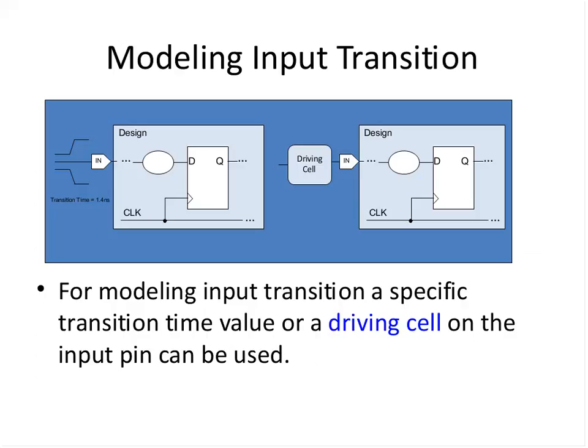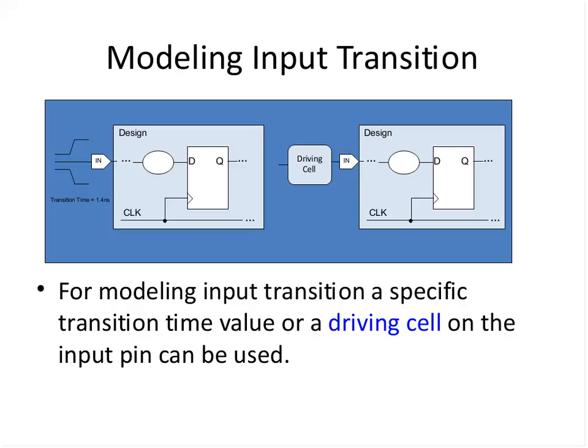So we saw the operating condition part, which defines the PDP of the design. We saw how to estimate the interconnect data. Now the two things remaining are the input boundary and the output boundary. So let's look at the input boundary first. The most important thing regarding input boundary is that we should model something called the input transition.